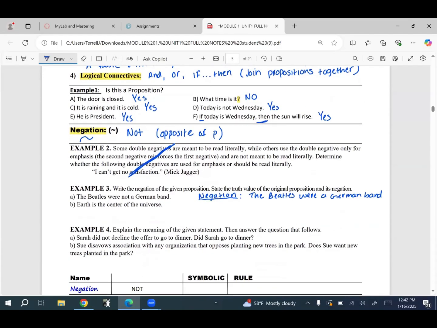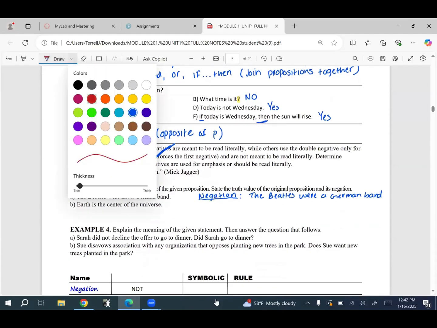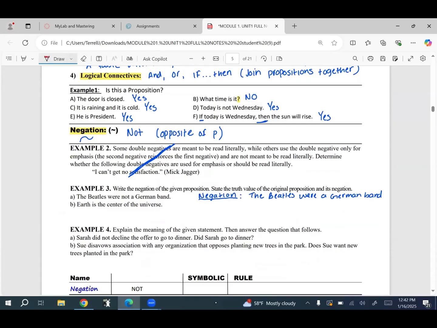So in the original proposition, I'm going to do this with a different color. Is this original statement true or false? Just going to put true right next to that. The original proposition is true. And then this negation, they also want me to state the truth value. The Beatles were a German band. That is false. So I'm going to put false right here.